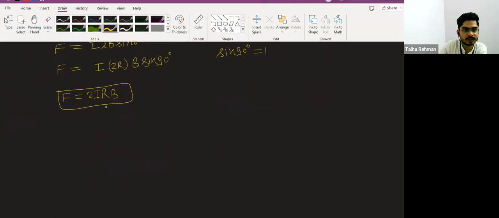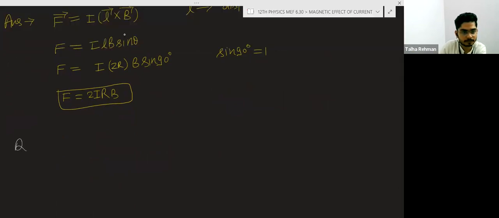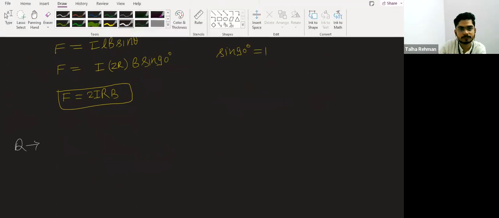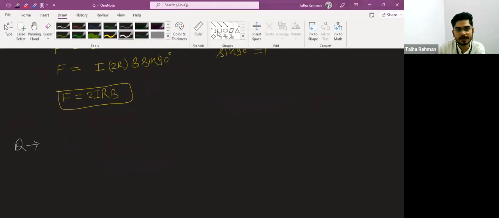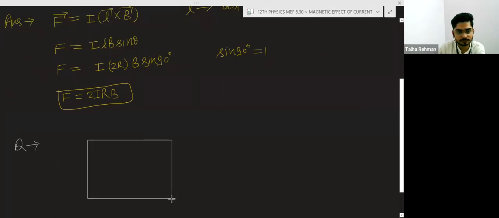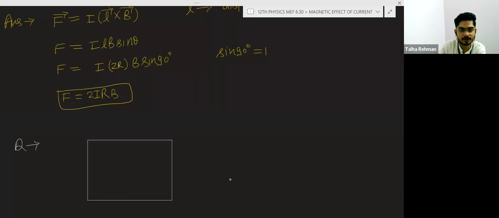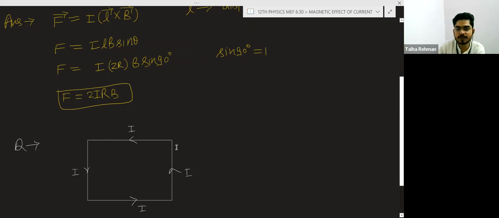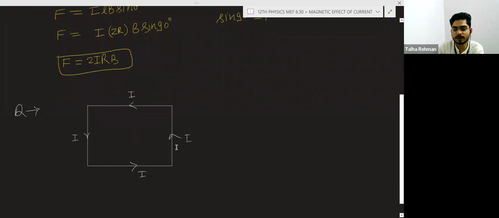Now, if the question is like this, a current carrying coil is given. In this, current I is flowing. Capital I is the current flowing in this coil. This is a rectangular coil you can see.